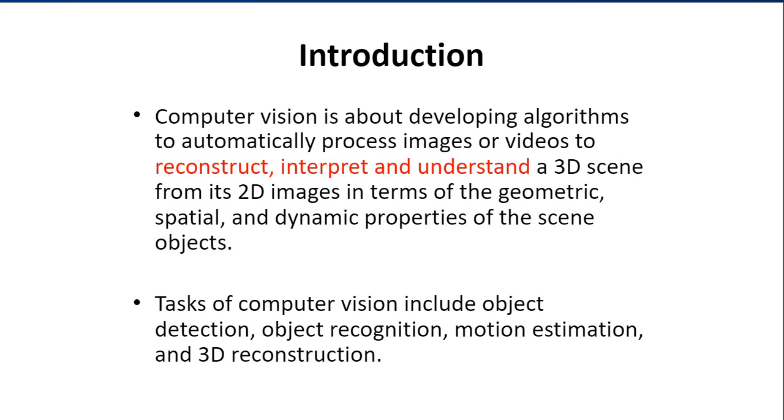First, I would like to give a very quick introduction about computer vision. As we all know, computer vision is about developing algorithms to automatically process image or video to reconstruct, interpret, and understand a 3D scene from its 2D image in terms of the geometric, spatial, and dynamical property of the scene object. So this is a basic definition of computer vision. And some common tasks in computer vision include object detection, object recognition, motion estimation, and 3D reconstruction.